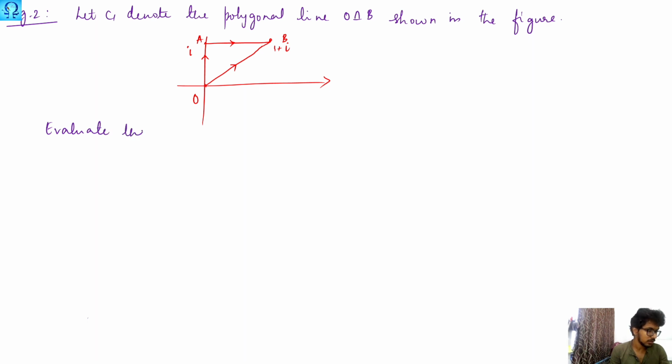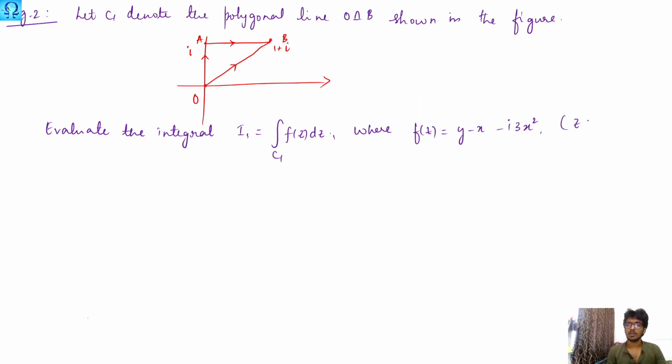Evaluate the integral I1 equals integral over C1 f of z dz. Okay, we'll have to do this where your f of z is y minus x minus iota times 3x squared. Here we know that z is x plus iota times y. Okay, this is not the complete problem. Here I have specified only half of this problem.